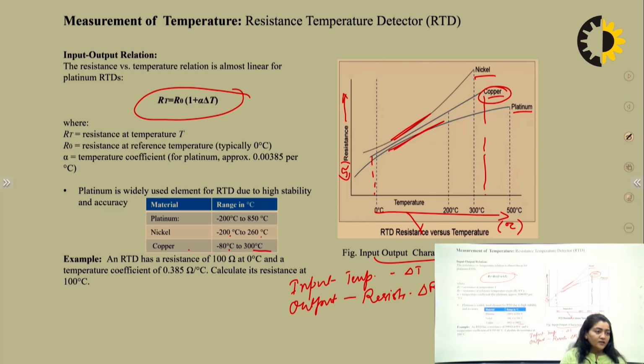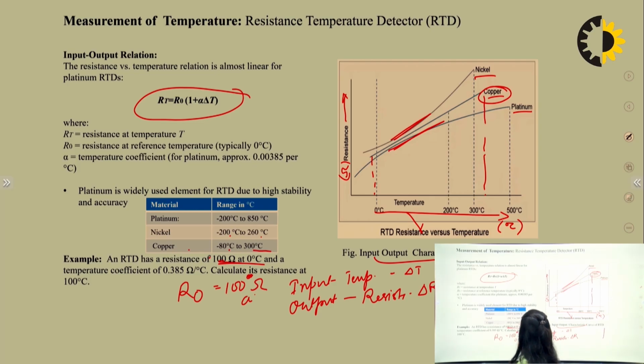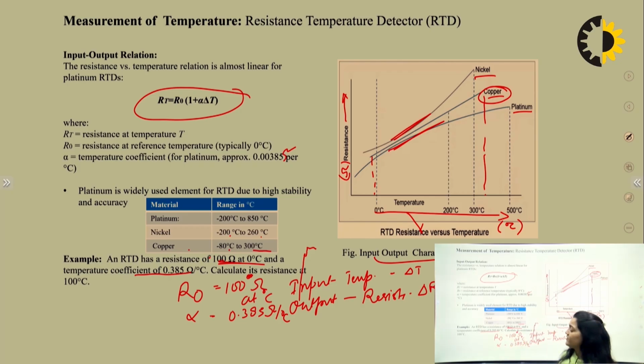For example, for a calculation, say an RTD has a resistance R naught of 100 ohm at 0 degrees centigrade, and the temperature coefficient is alpha equals 0.385 ohm per degree centigrade. Then calculate its resistance at 100 degrees centigrade.